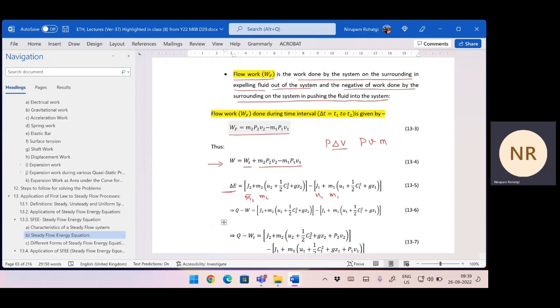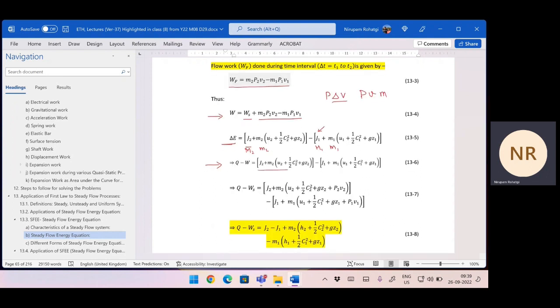Similarly, the initial energy is J1, the total energy of the system, plus the total energy of mass m1 which is entering in. And this has to be equal to Q minus W, because this is a closed system. And so you get the equation Q minus W is equal to J2 plus m2 times its energy, minus this. And it's the same thing here.